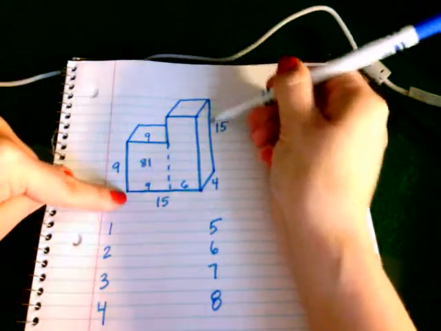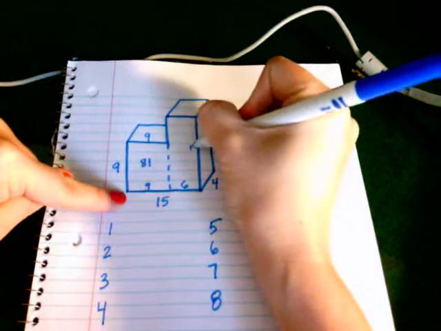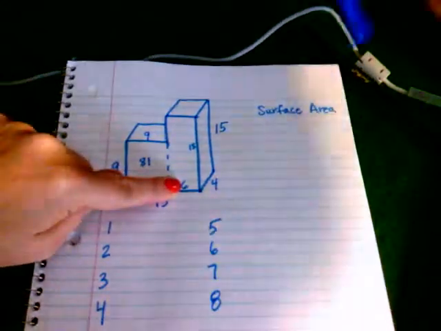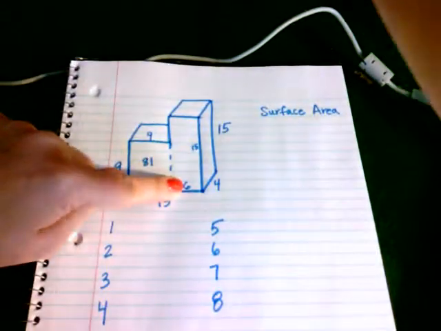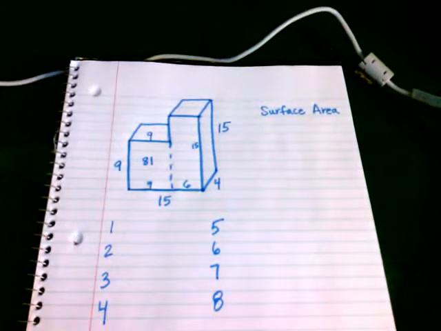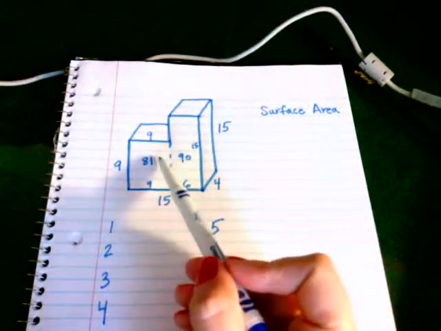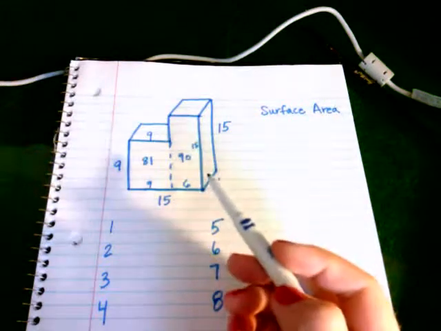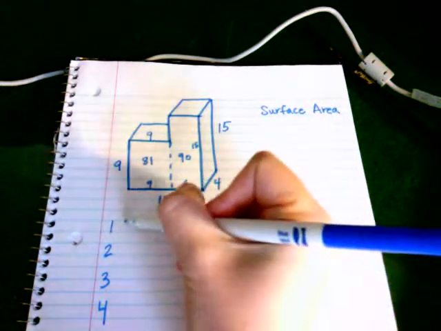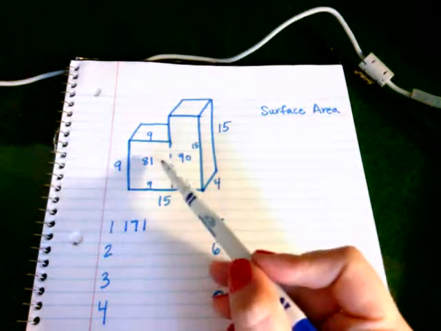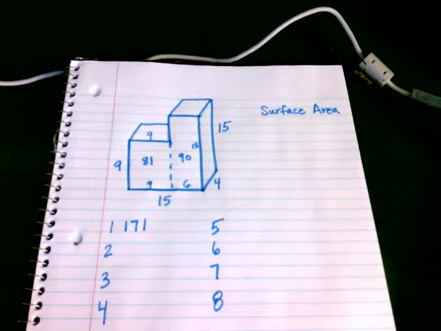And I know that if this side is 15, then this also is a 15. So now, if I take 6 times 15, I can also figure out the surface area of this portion. So 6 times 15 is 90. And now I just simply need to add these two together, and I get 171 for that first side. Okay? So 81 plus 90 is 171. So that would be the area for the first side.